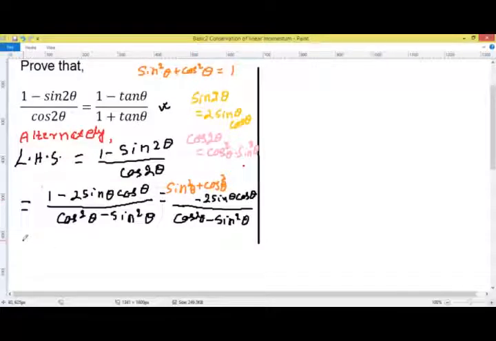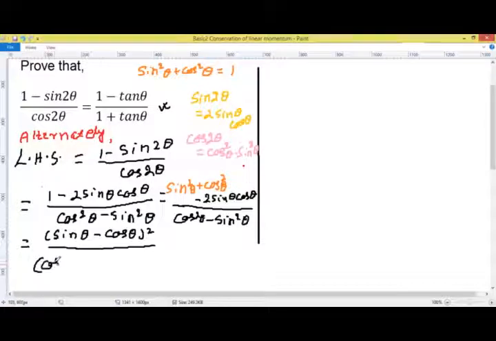So what we can write here is that a means sine theta and minus b means cos theta, and then this is whole square. In the denominator this is in the form of a square minus b square, where cos theta is in place of a and sine theta is in place of b. So a square minus b square means a plus b times a minus b. So we write here cos theta plus sine theta times cos theta minus sine theta.